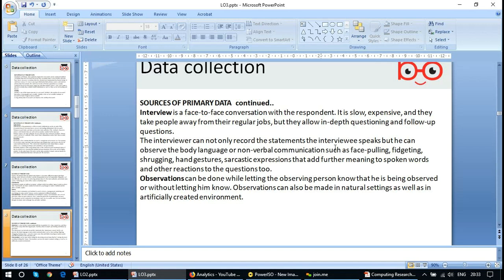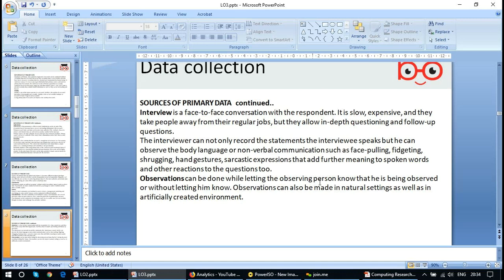Interviewer can not only record the statements the interviewee speaks, but he can observe the body language or non-verbal communication such as face pulling, fidgeting, shrugging, hand gestures, sarcastic expressions that add further meaning to spoken words, and other reactions to questions too. Is that true? Yeah.